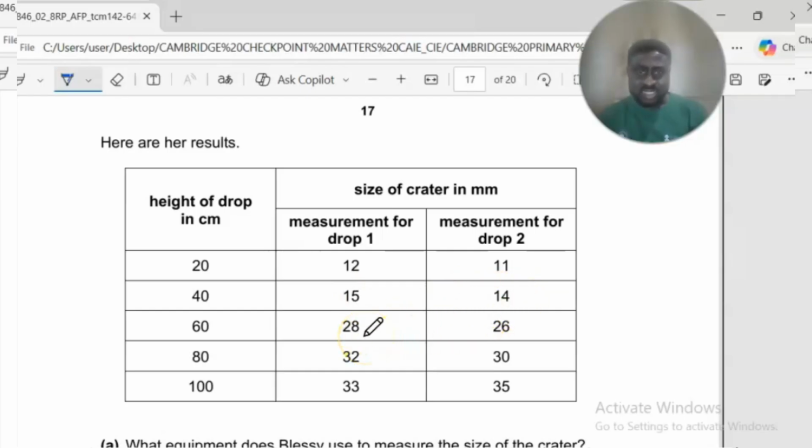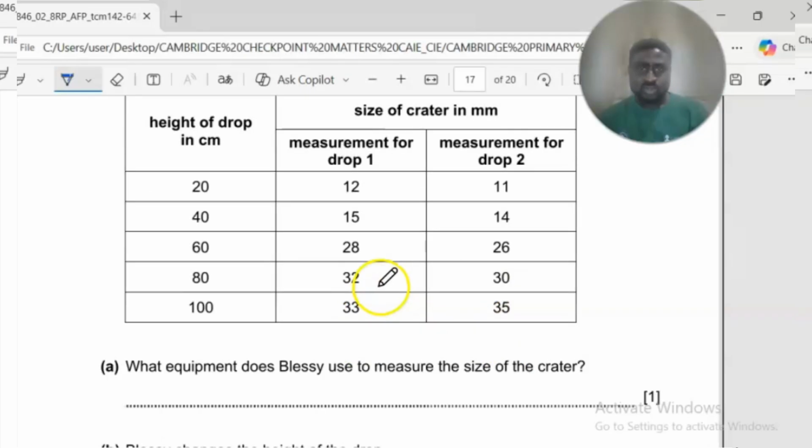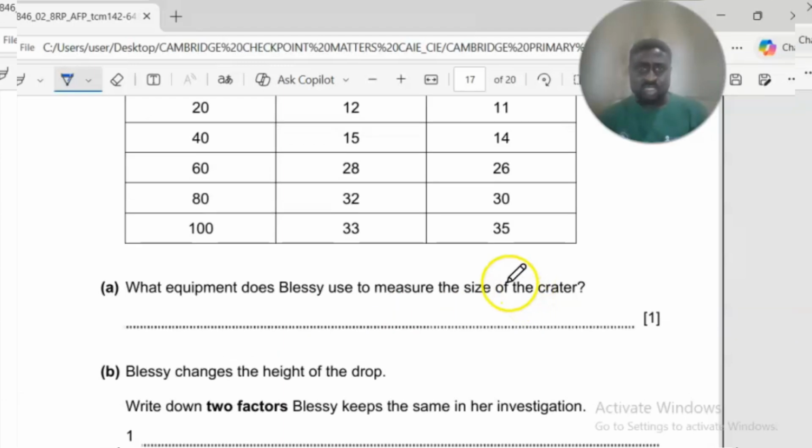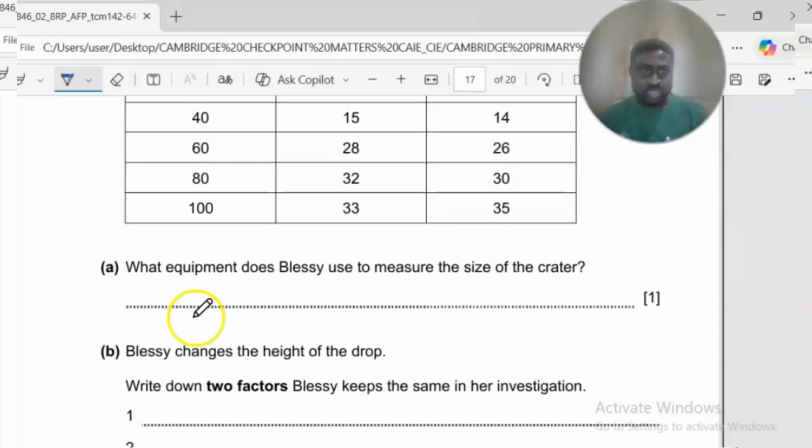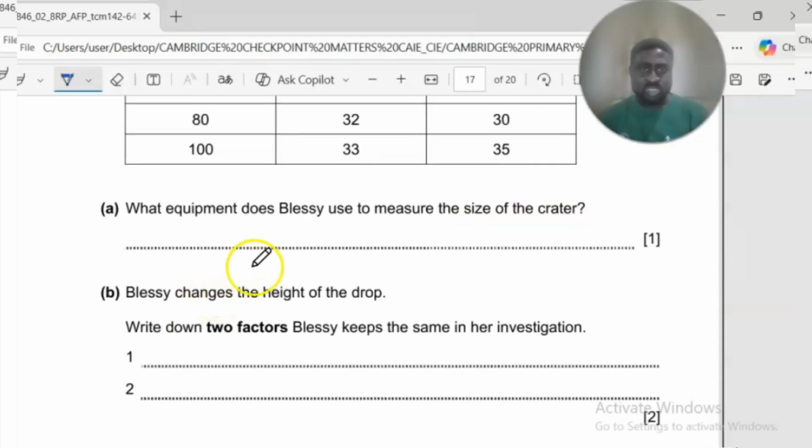Then at height 60 centimeter, the size of the crater is 28 millimeters and the second drop gave us 26 millimeters. At height 80 centimeter, 32 millimeters size of crater and 30 millimeters size of crater for drop 2. At 100 centimeter height, 33 millimeters size of crater was created, and for the second drop, 35 millimeters. So with this idea, let's look at the question that follows. What equipment does Blessy use to measure the size of the crater?